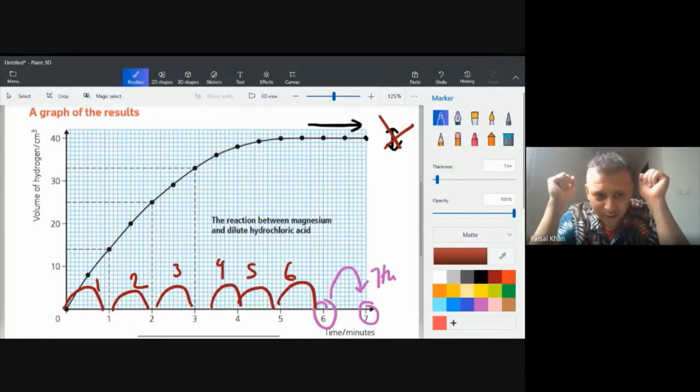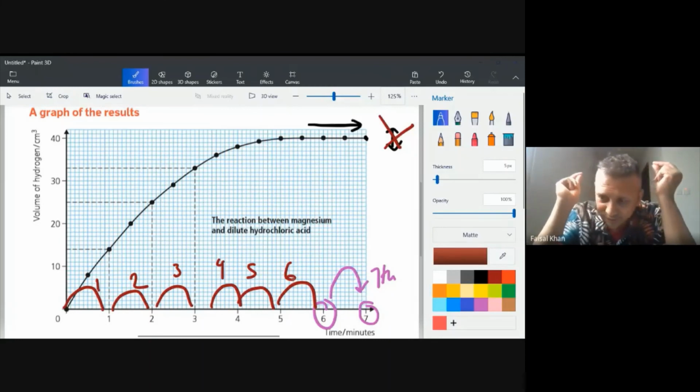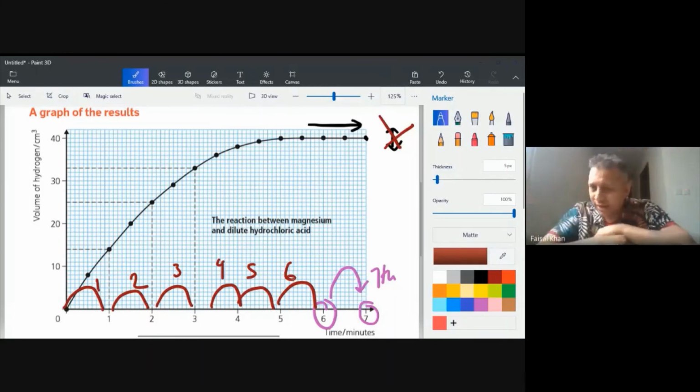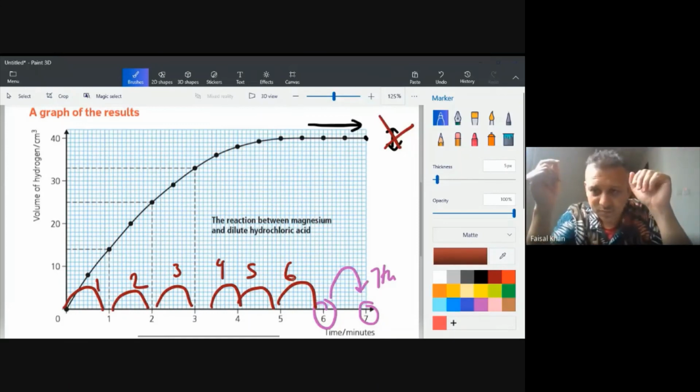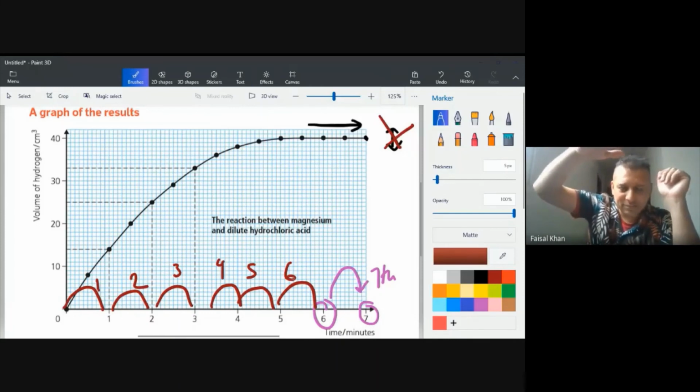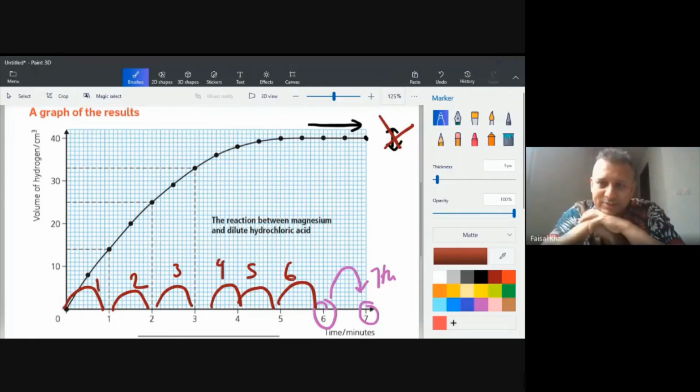That's why when you add these two chemicals together, you don't suddenly have an instantaneous reaction where every single particle reacts to form a product. Otherwise your volume would automatically be all the way up to 40 right at the end. Okay, all right, cool.